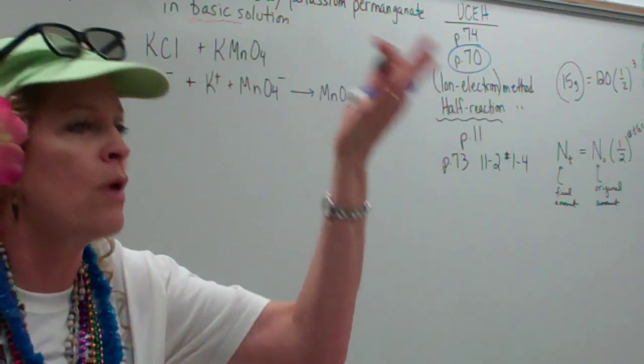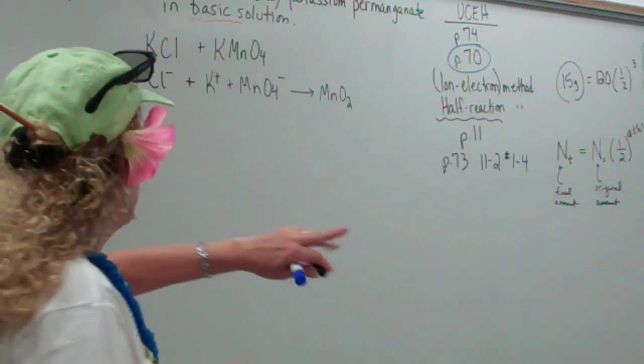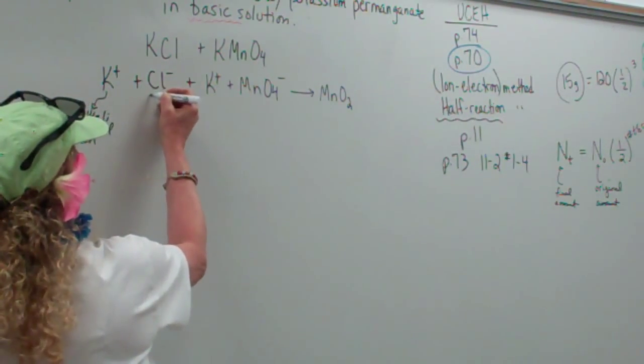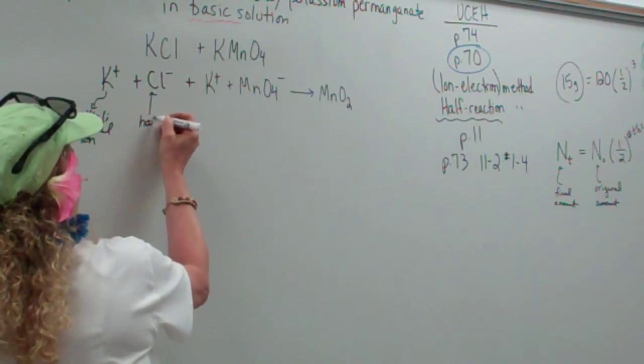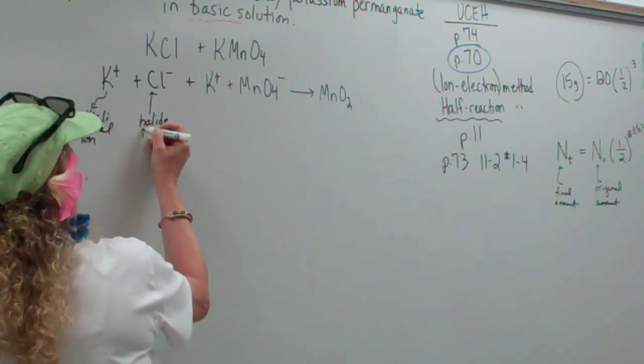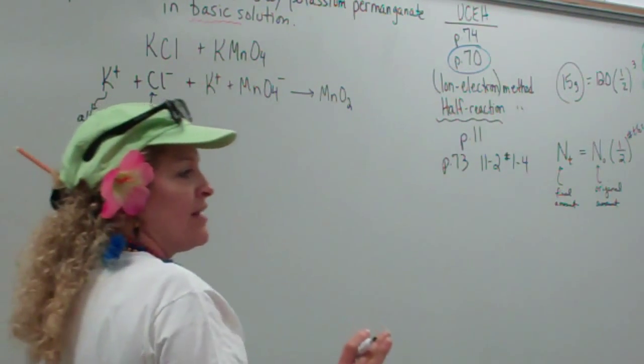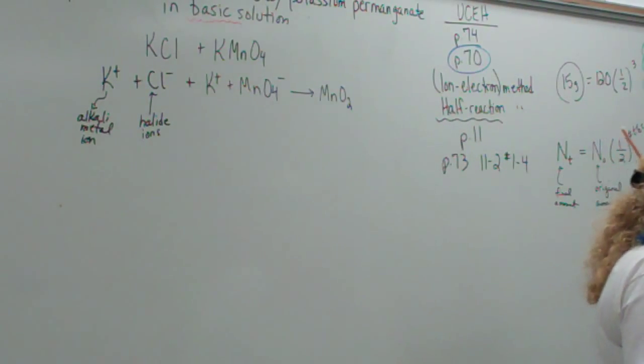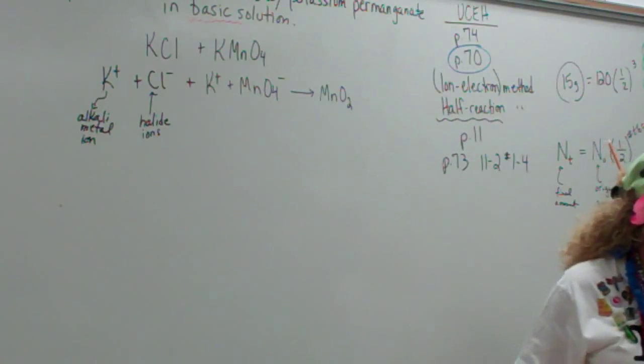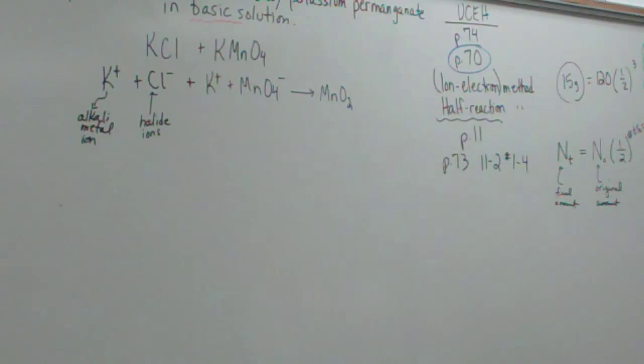Fluoride and chloride and bromide. So these are often referred to as the halide ions. Okay? So now let's go on a hunt. Look on your chart on page 74 and see if you see alkali metal ions or halide ions. Which one of those do you see?